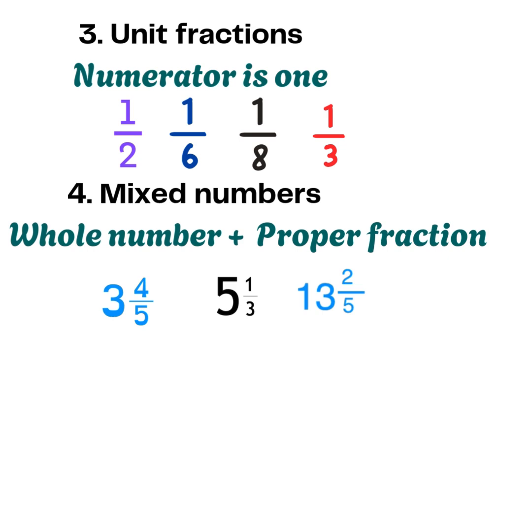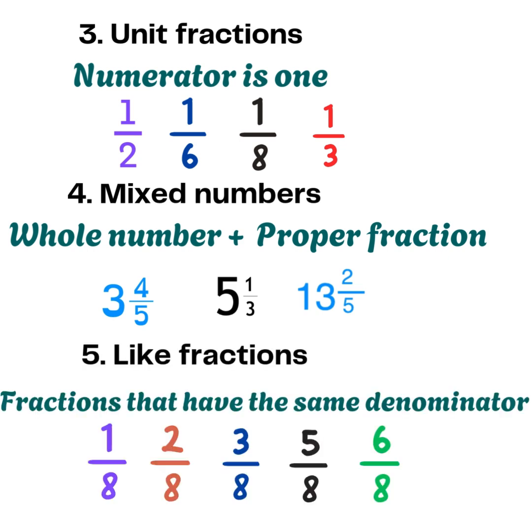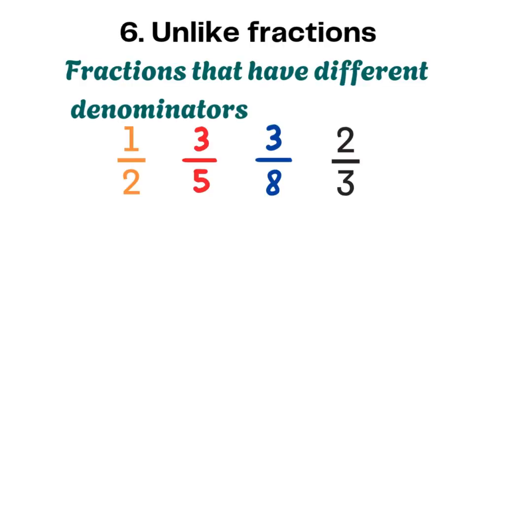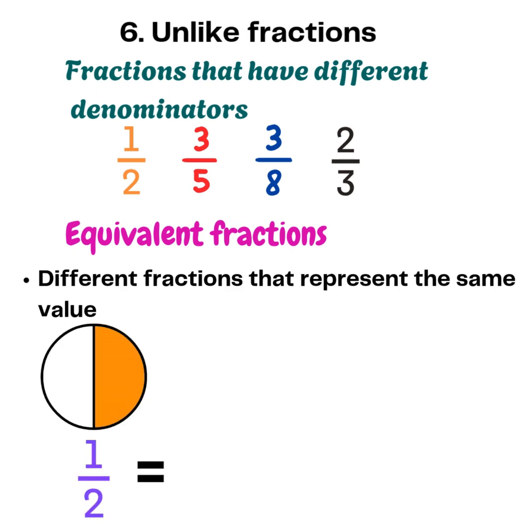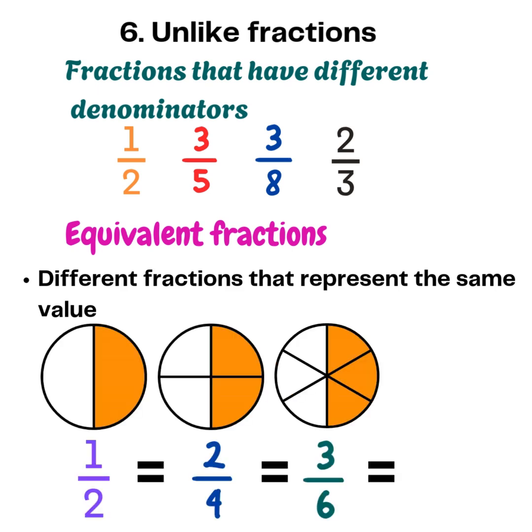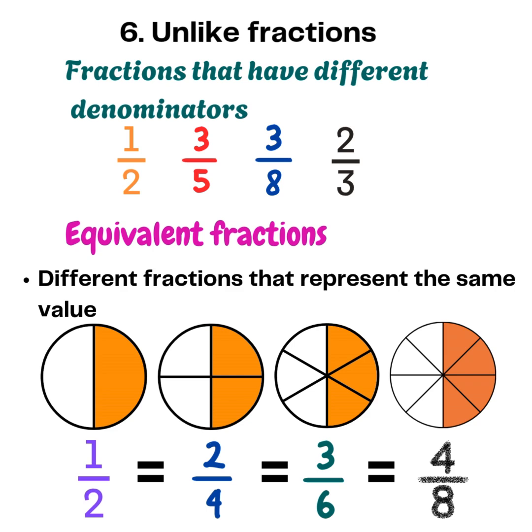Mixed numbers. A mixed number is formed by combining a whole number and a proper fraction. Like fractions. Like fractions have the same denominator, but their numerators can be different. Unlike fractions. Fractions that have different denominators are called unlike fractions. Equivalent fractions. Fractions that look different but represent the same value are called equivalent fractions.